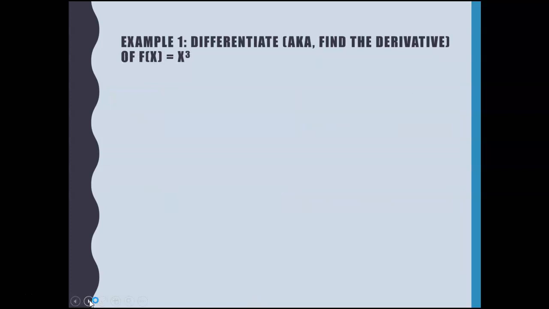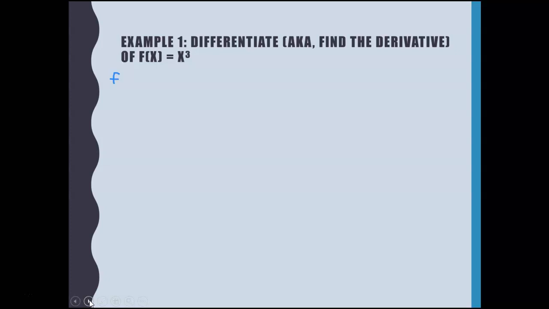So when I ask you to differentiate or find the derivative of f of x, I am asking you to find the slope of the tangent line or the slope of the function f of x. In this case, you are finding the slope in general because it's not at a particular point. So in example 1, we are finding the slope of x cubed for any x value on that cubic function. So we are going to find the slope for any x value on that function.